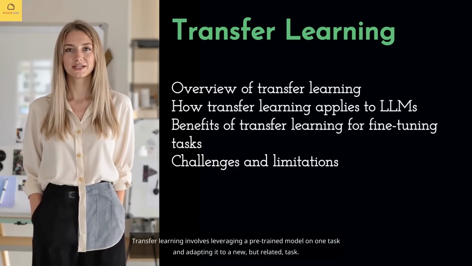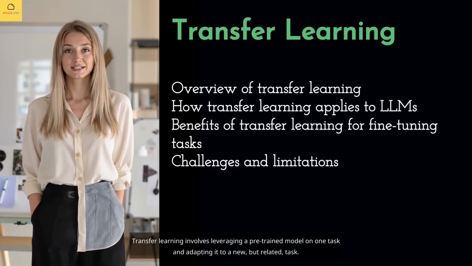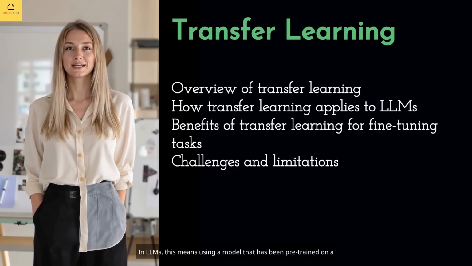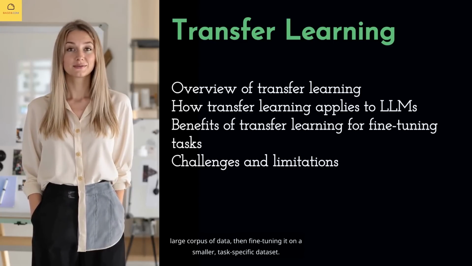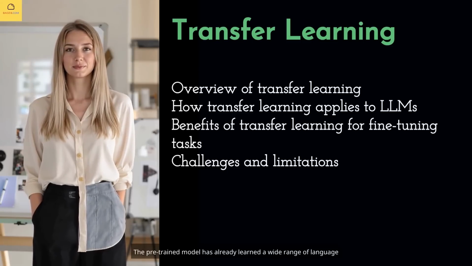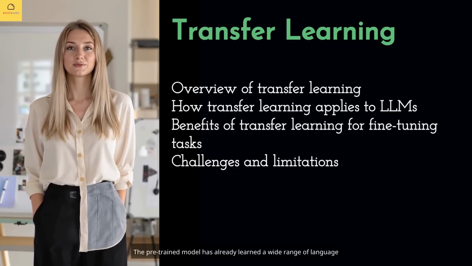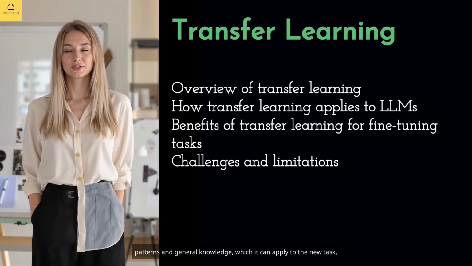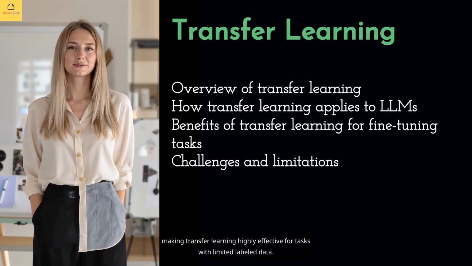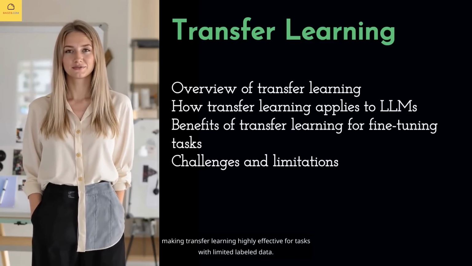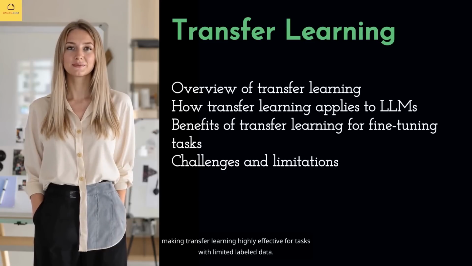Transfer learning involves leveraging a pre-trained model on one task and adapting it to a new, but related, task. In LLMs, this means using a model that has been pre-trained on a large corpus of data, then fine-tuning it on a smaller, task-specific dataset. The pre-trained model has already learned a wide range of language patterns and general knowledge, which it can apply to the new task, making transfer learning highly effective for tasks with limited labeled data.